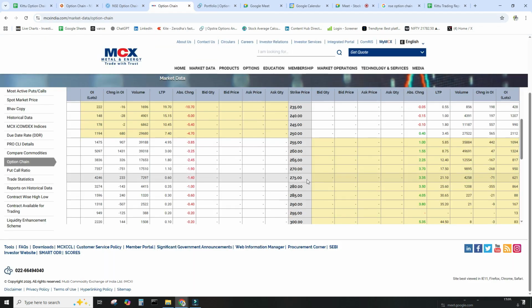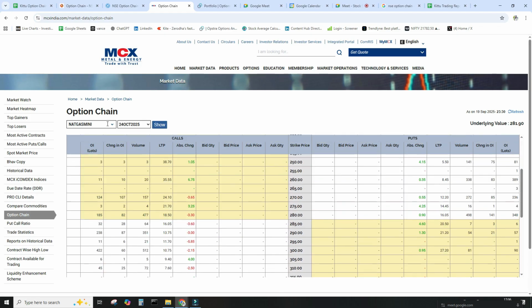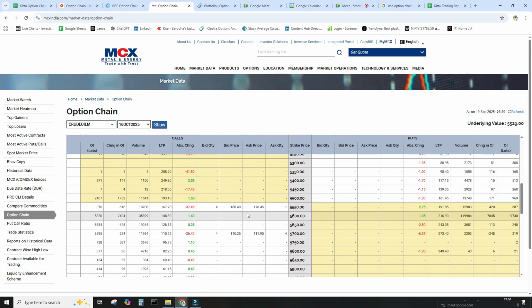Let us go to MCX as well. Even in MCX the concept would be the same. If you are very good at option chain analysis, the concept would be the same. So let us take 24th October. We have some issues. Let us go to crude, where we can see some good liquidity. So if you see in this crude oil what is happening here, the change in price has decreased, and the open interest is increasing.